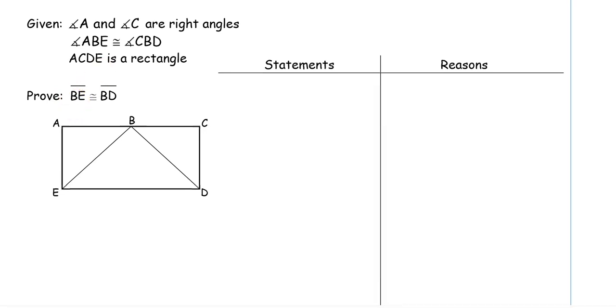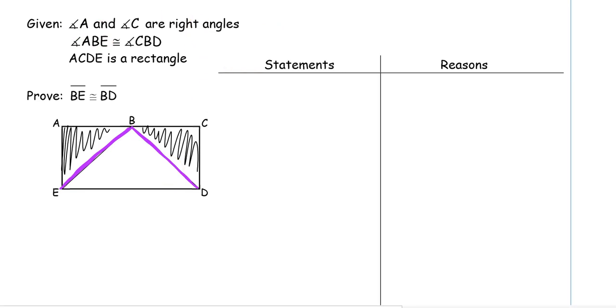In the end, my goal here is to show that segment BE is congruent to segment BD. So I need these two segments to be congruent. As I begin this, I want to create a plan of attack. There's a lot going on in the diagram. To get those two segments, I'm looking at these two triangles. So I think my goal is to show that these two triangles are congruent, and then I can show those two segments by corresponding pieces. So let's start with our givens.